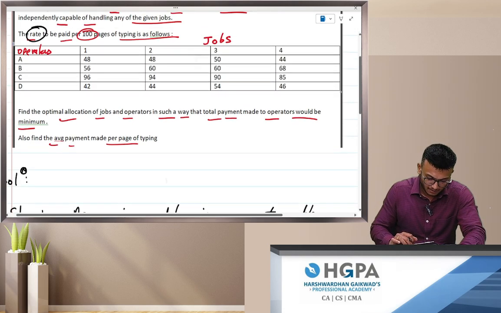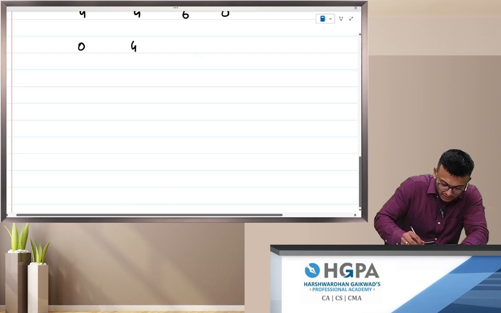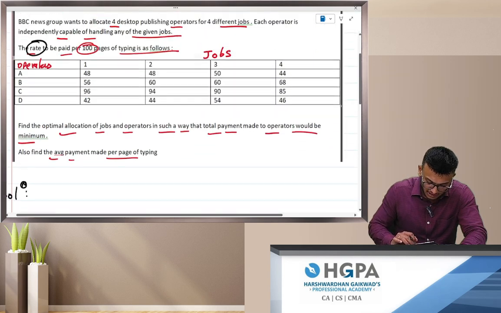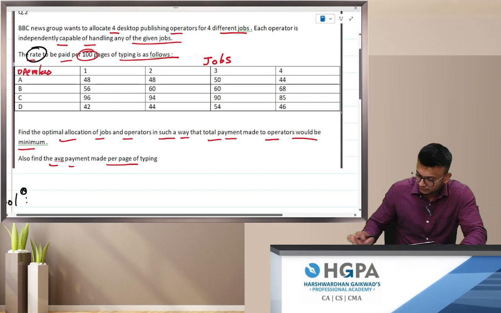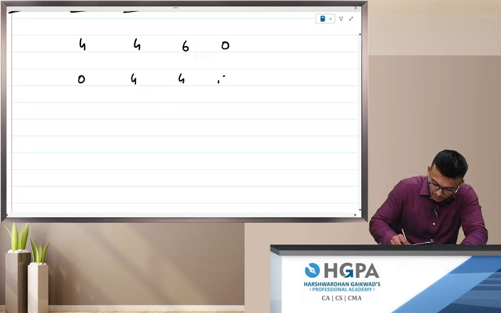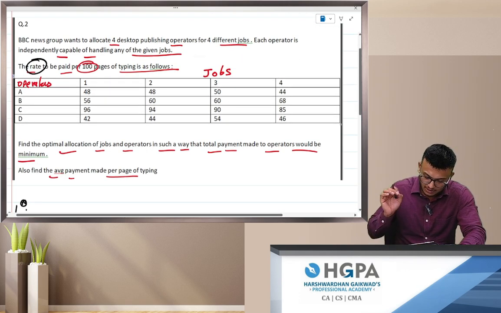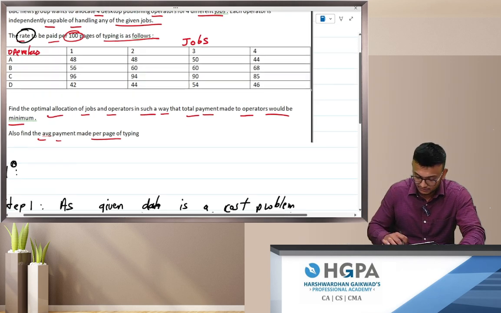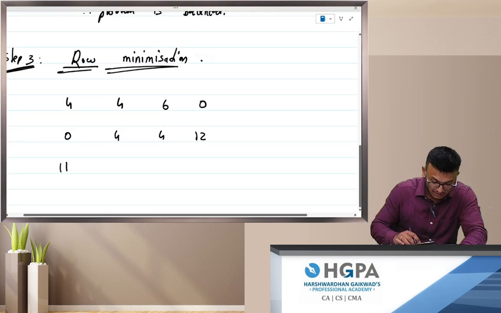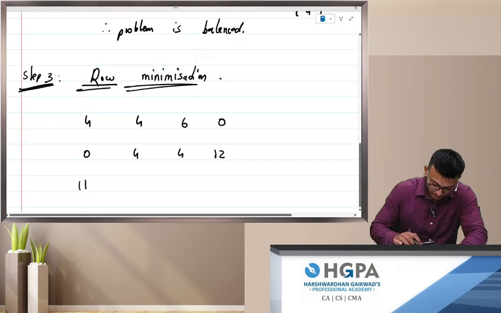Next, what we have? 56, 60, 60 and 68. I think 56 is the lowest number. So we start off with 0. 60 minus 56 is 4. This will be 4. And the last will be what? 68 minus 56. This will be 12. Okay. Now, next, third row. 96, 94, 90 and 85. Lowest number is 85. So how will you do? Sir, 96 minus 85, this will be 11. Next, you have what? 94 minus 85, this will be 9.